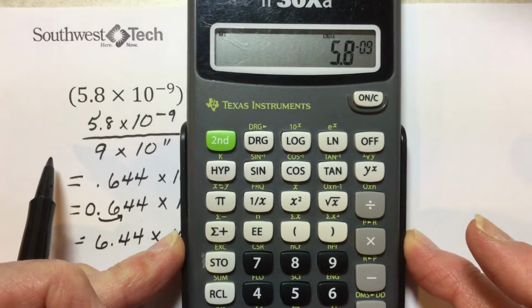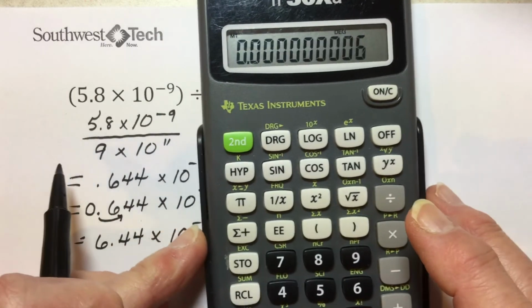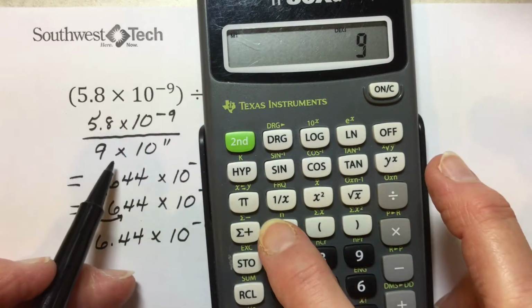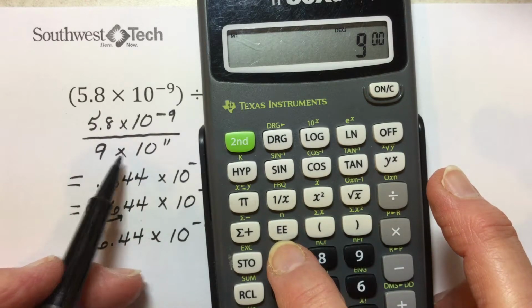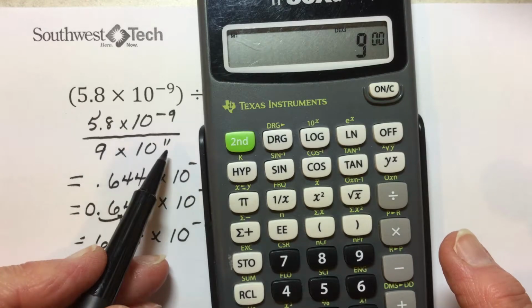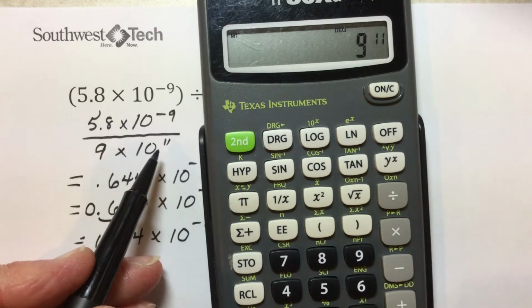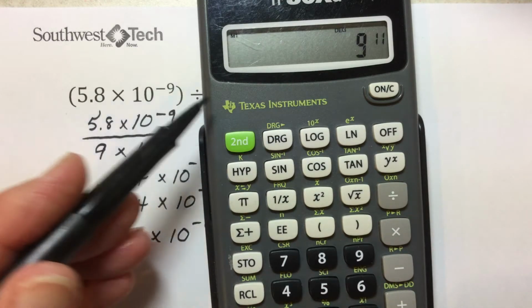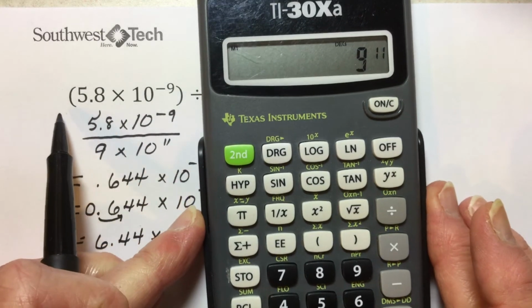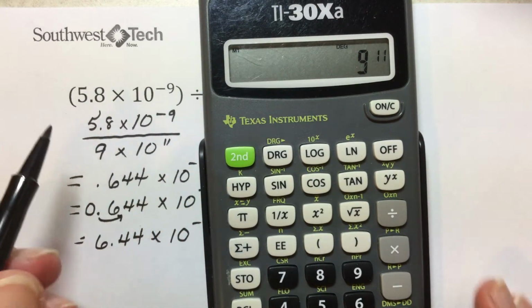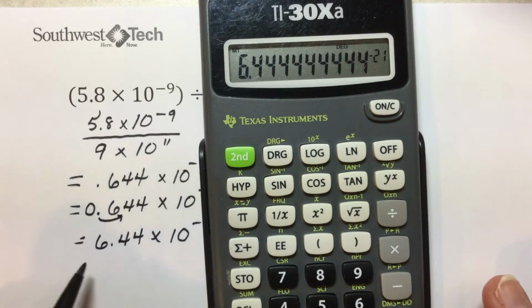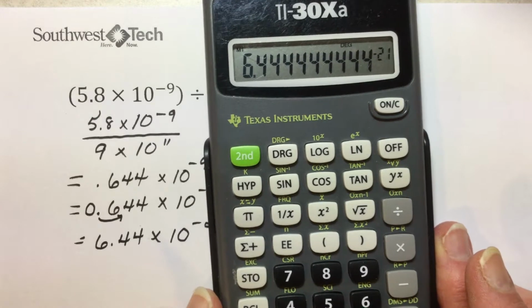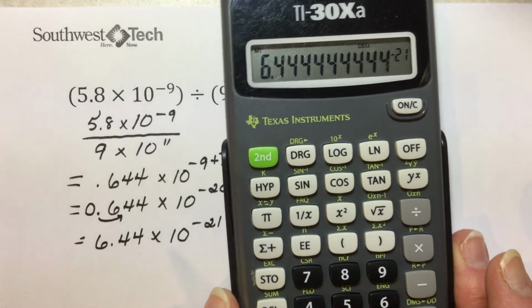power. As you can see, we're dividing it by 9 times 10 to the, and the double E key takes care of the times 10 to the. I only need to type in that exponent. This is this calculator's version of 9 times 10 to the 11th power, and then tapping equals. And here you can see we have our 6.44 repeating times 10 to the negative 21st power.